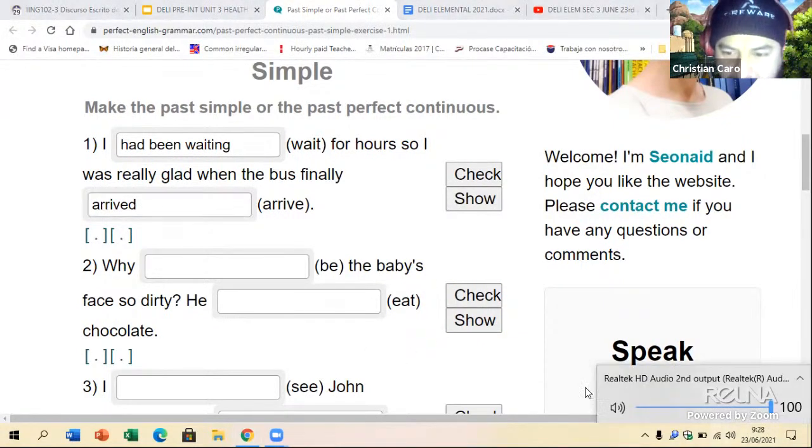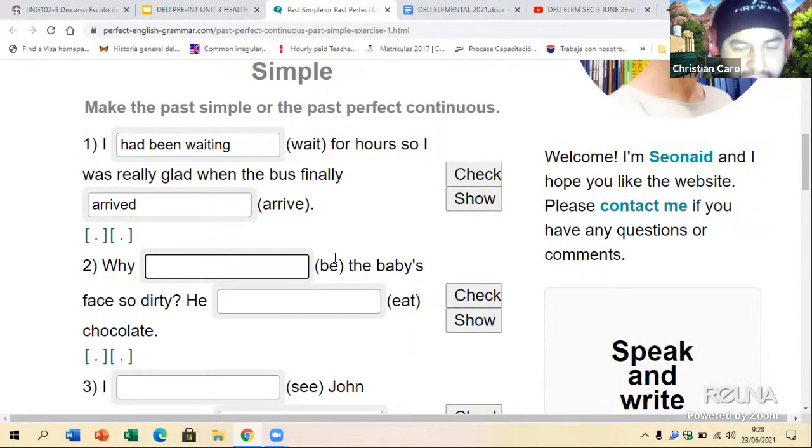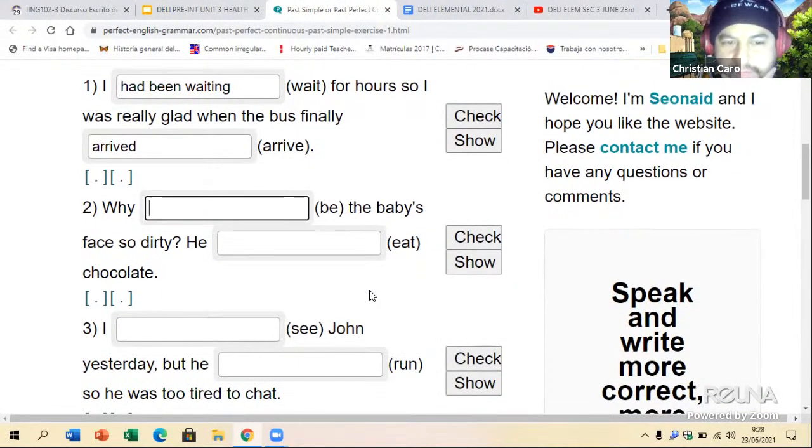Good job. Let's continue. Number 2 in this case. Why the baby's face so dirty? He eat chocolate. I got it. Es como, ¿por qué? La carita del bebé es tan sucia. Ah, ¿por qué? Porque él chocolate. Traten de imaginarse la escena.